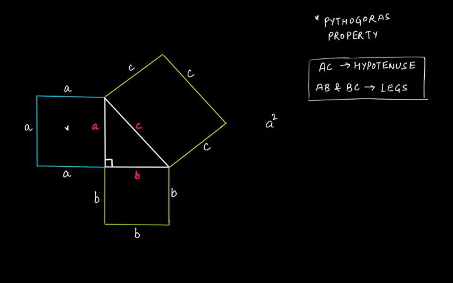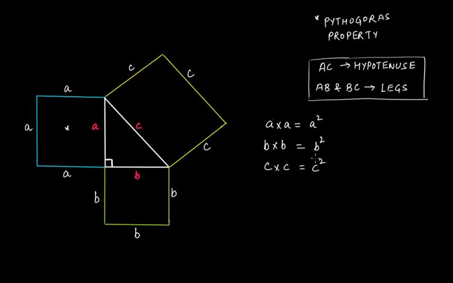And let me write it completely. So A times A is A square. What will be the area of this square? B times B, so B square. And what will be the area of this square? That will be C times C, that is C square.